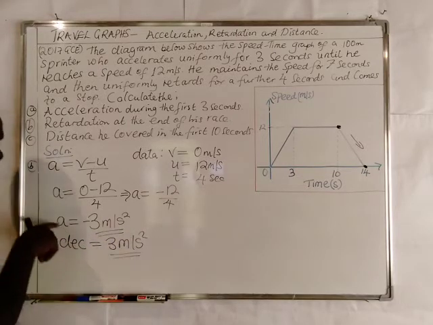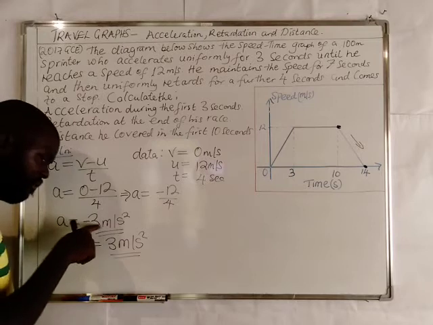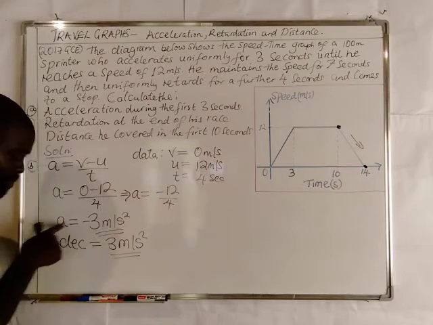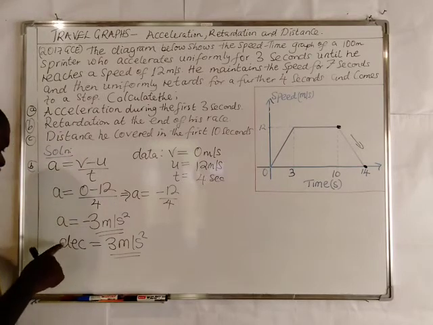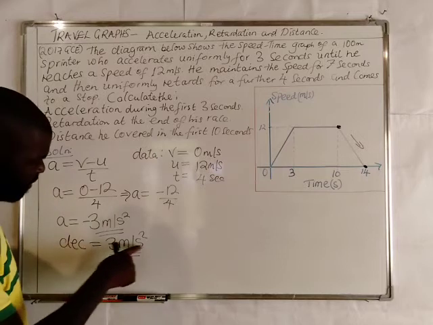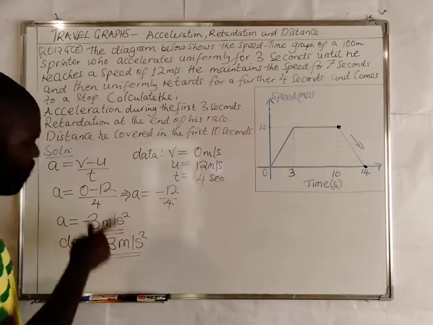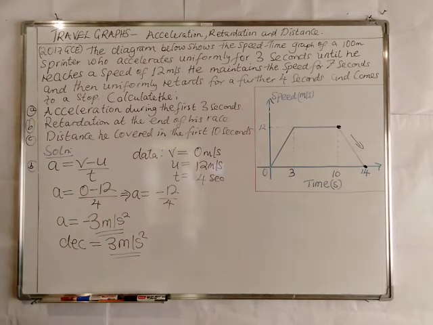Whether you say acceleration is equal to negative, as soon as you say acceleration, you say negative. Whether you say deceleration is 3 meters per second squared, these two are the same. So basically, this is how you get the acceleration.